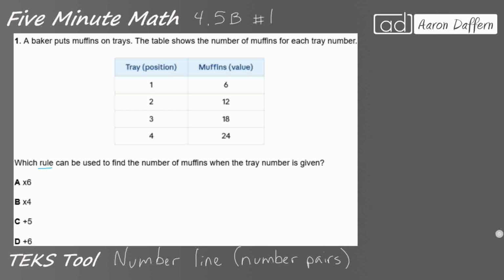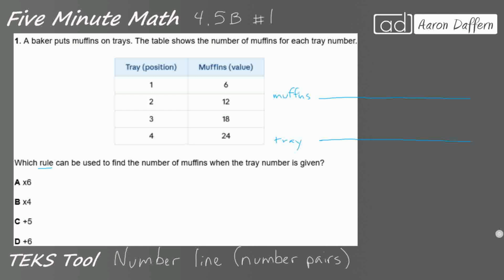So there's a few different ways we can evaluate this, but I like to use a double number line. What that does is help me keep track of the changes between one set of values, the trays, and the other set of values, the muffins. And this is going to be an extremely helpful tool. You can use this all the way up into 8th grade and Algebra 1. So if we learn it here, it will help us all the way through middle school.